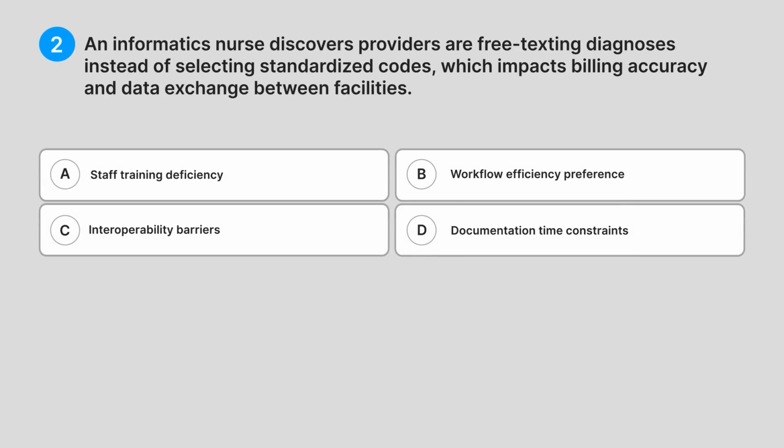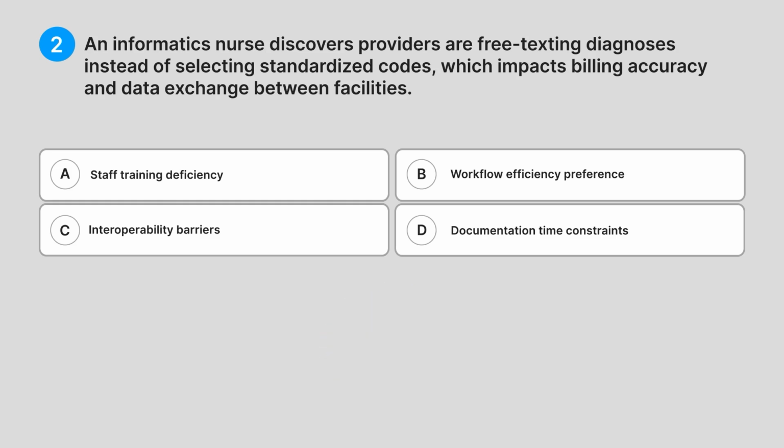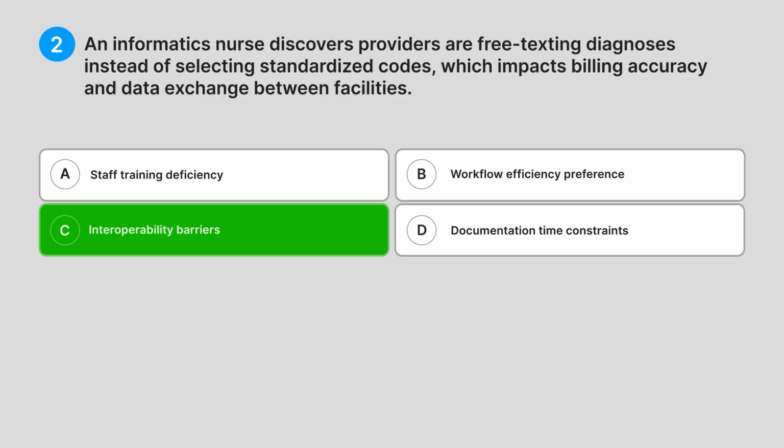2. An informatics nurse discovers providers are free texting diagnoses instead of selecting standardized codes, which impacts billing accuracy and data exchange between facilities. A. Staff training deficiency. B. Workflow efficiency preference. C. Interoperability barriers. D. Documentation time constraints. Do you know the answer? Correct answer, C. Interoperability barriers.